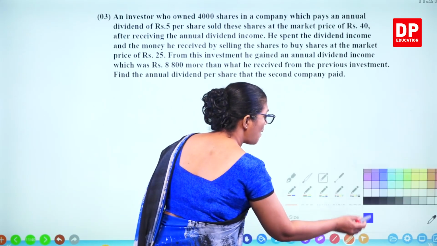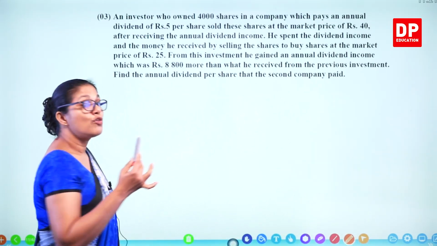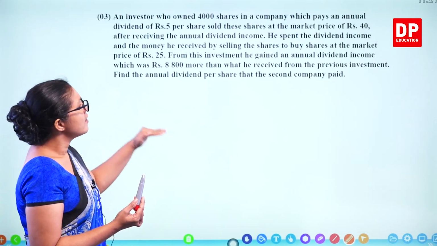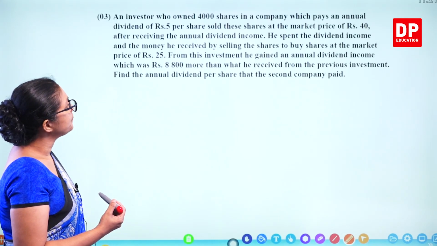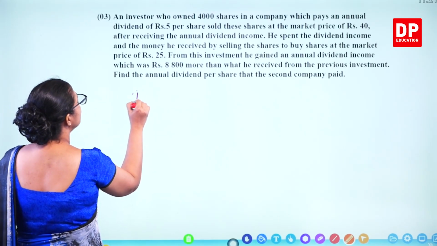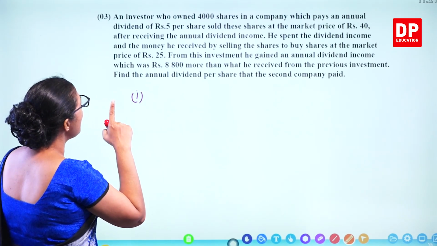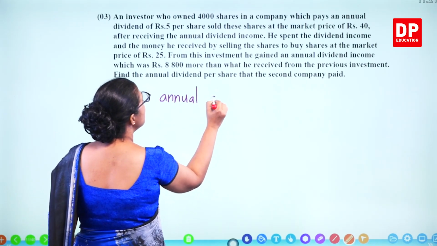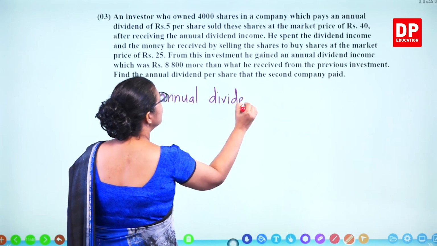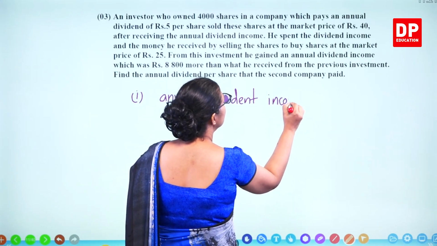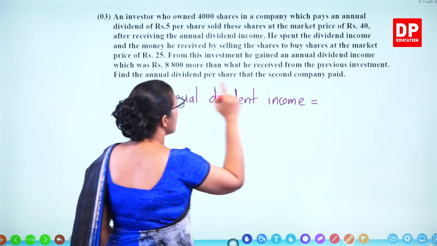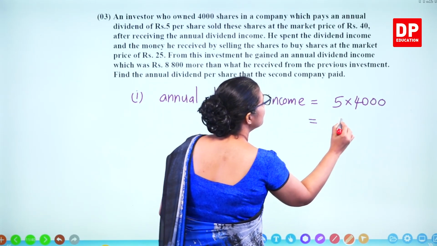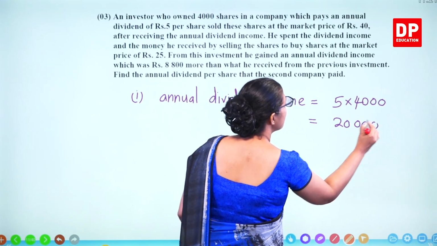So we'll do step by step. Normally you get a question like this. You have to do part by part. If you know the steps, you can straight away do the question. So what is the first step we can do? We can find out the annual dividend income. Each 5 rupees and 4,000 shares are there. 20,000 rupees.